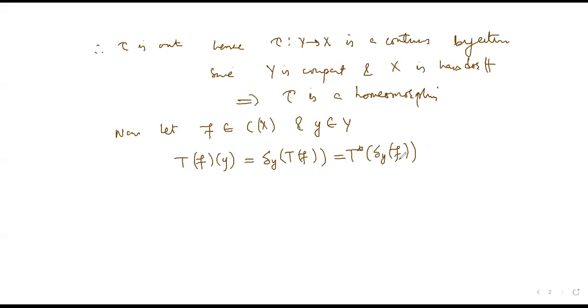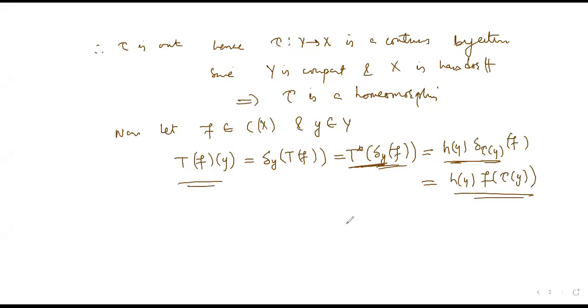But T star of del y of f, by our definition, the way we have seen it, would be h of y into del tau y applied to f, because this thing is equal to this thing, so applying both to f, that is nothing but h of y into f of tau y. That's the definition of this function. Okay, and that settles it, which proves star, the original equation we had to prove, and we are done.